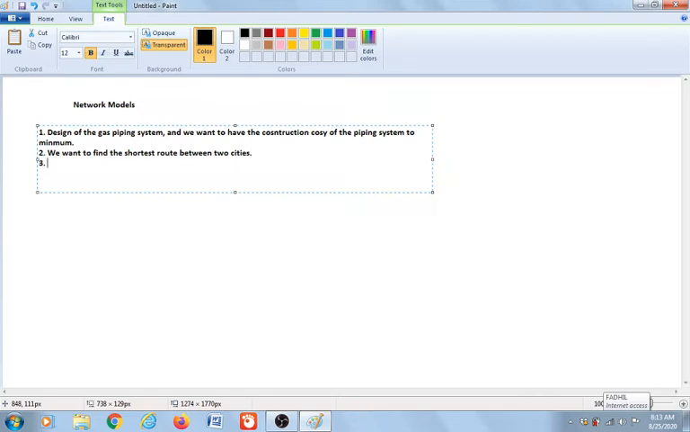Number three, we want to determine the maximum capacity of a belt conveyor system connecting a coal mining and, let's say, a factory.